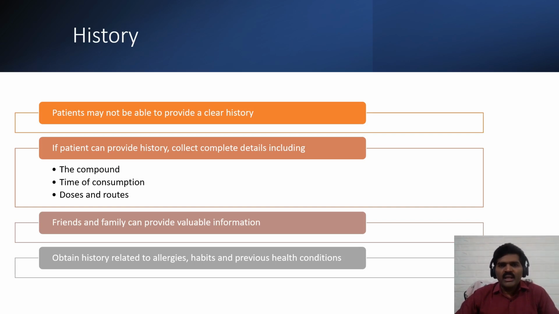You might need to depend on friends or caretakers, parents, etc. to get a history about exposure to a poison. The patient can provide history, other bystanders can provide a history. You need to collect the details including the compound, time of consumption, the dose, and the route of consumption. Usually friends and family can provide very valuable information regarding the events that have occurred before or after the event. Obtain history related to allergies, habits, and previous health conditions, as usually done in the SAMPLE history.